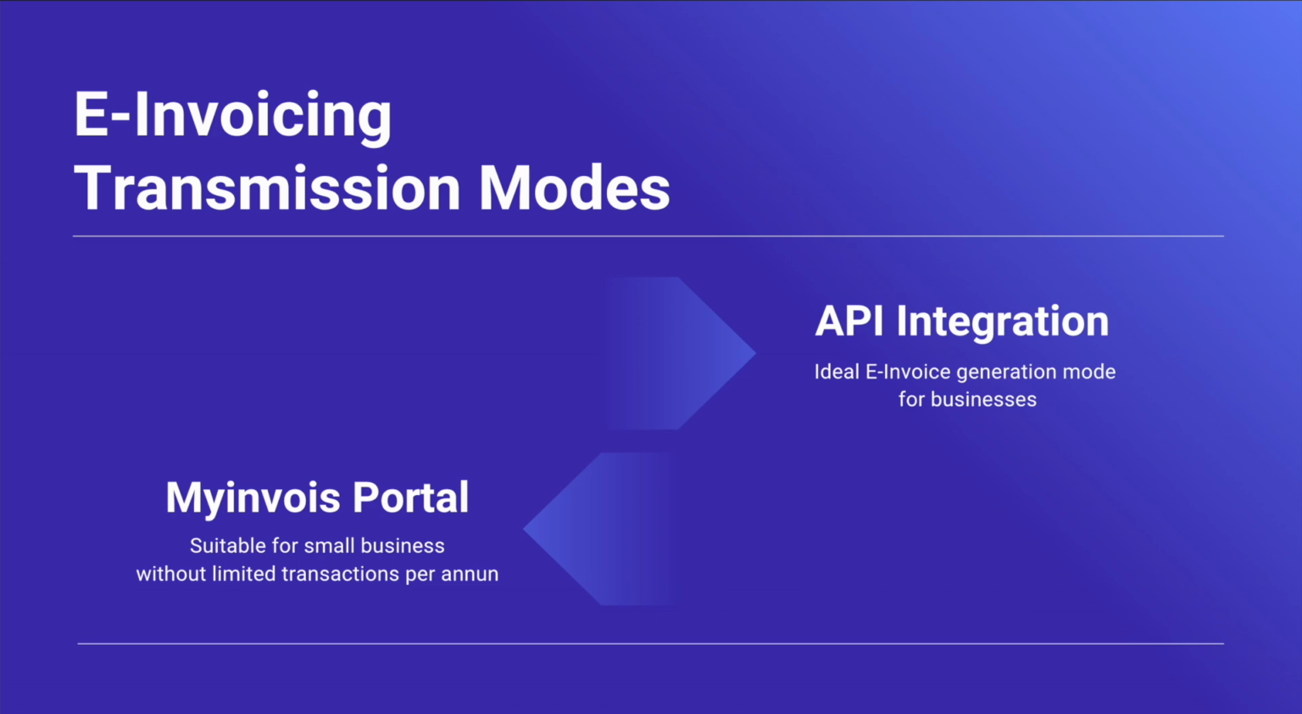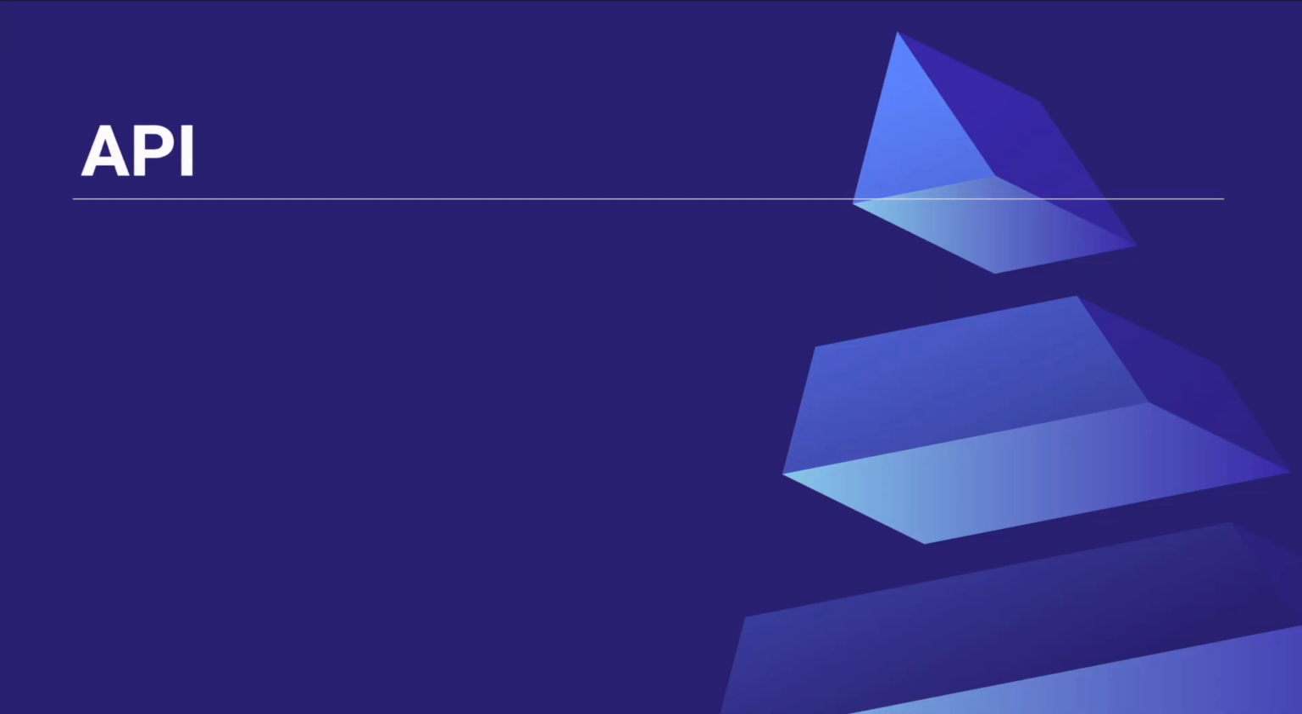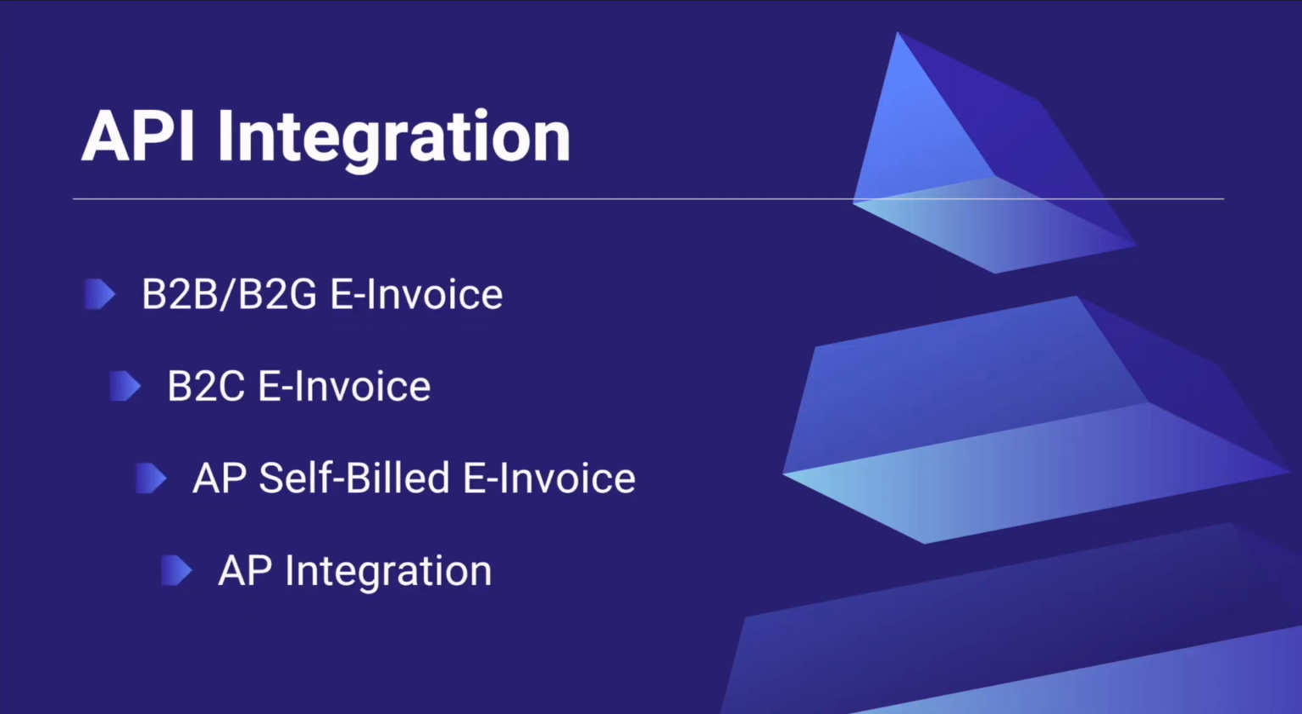In this video, we'll be primarily focusing on the API integration from your ERP: mainly how you can submit your B2B or B2G transactions, how to submit your B2C invoices and what the different modes available are, how AP self-billed invoices are integrated from your ERP, what the different self-billing cases in invoicing are, and how AP integration works with your ERP.